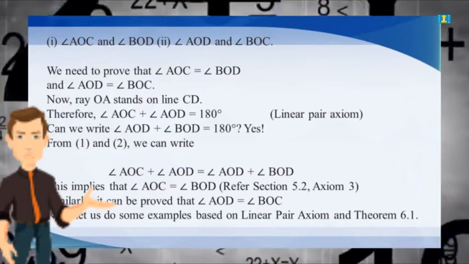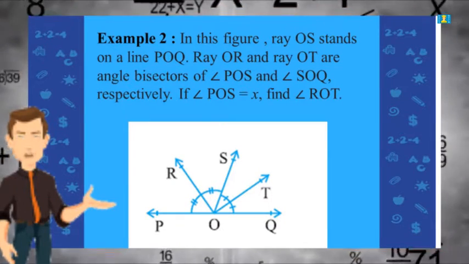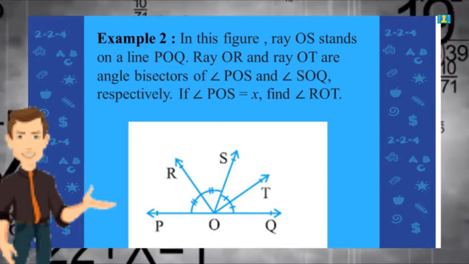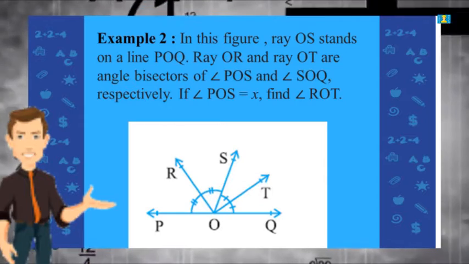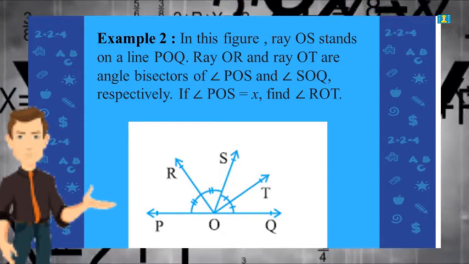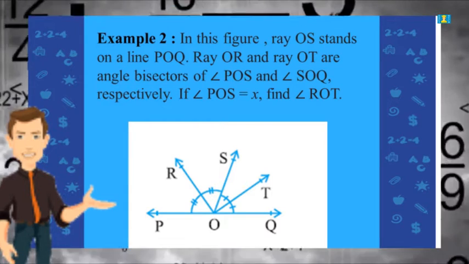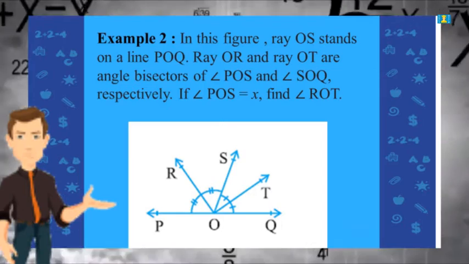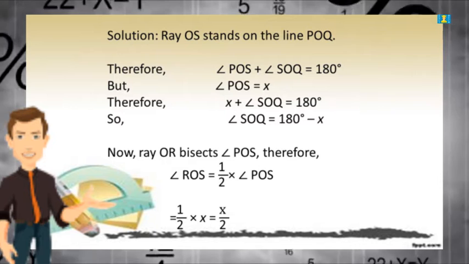Now, let us do some examples based on the linear pair axiom. First example. In this figure, ray OS stands on a line POQ. Ray OR and ray OT are angle bisectors of angle POS and angle SOQ respectively. If angle POS is equal to x, find angle ROT. Let us solve the problem.